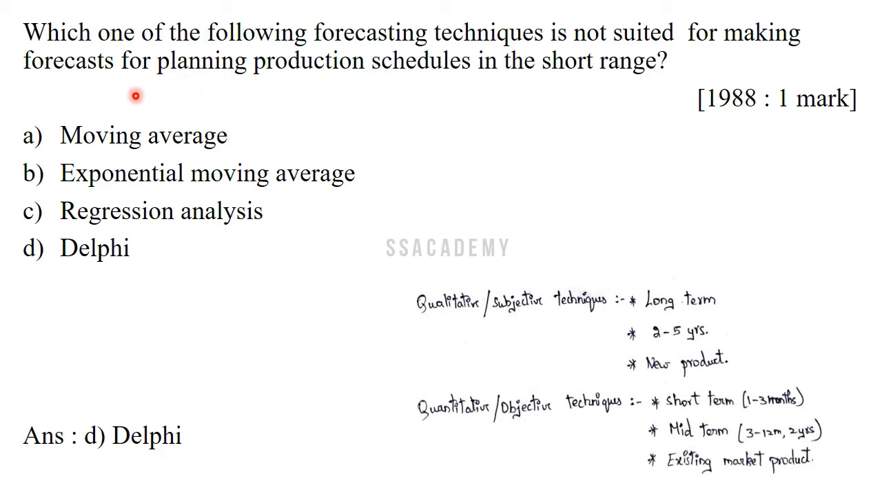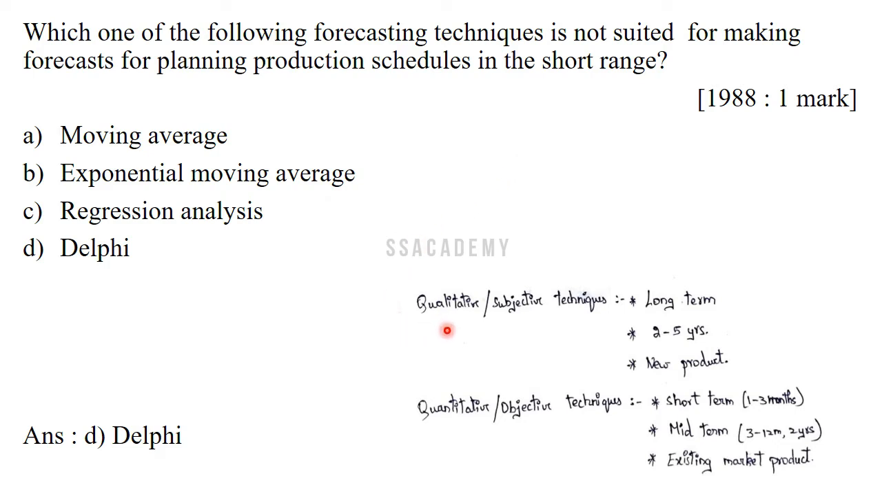Which one of the following forecasting techniques is not suited for making forecasts for planning production schedules in the short range? They have asked which is not suited for planning production schedules in the short range. What are the options? Moving average, exponential moving average, regression analysis, Delphi. All these 4 types have been discussed in the previous question. From this, how can we segregate what is not used in the short range?